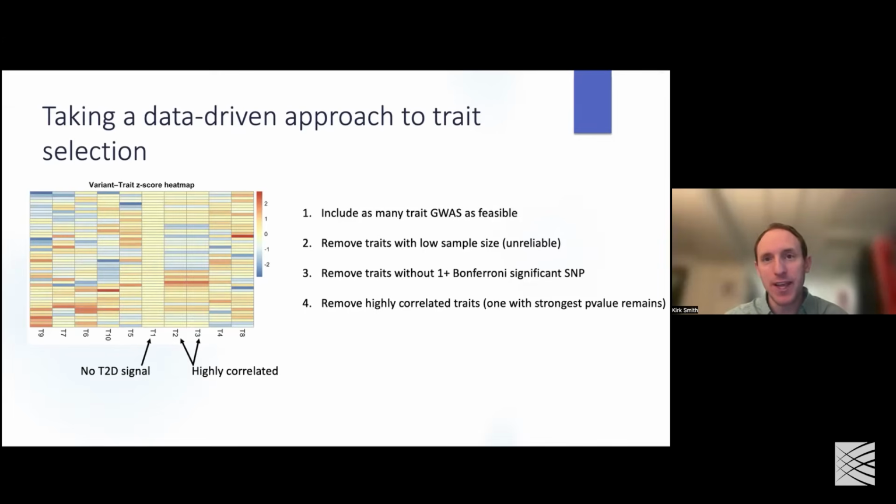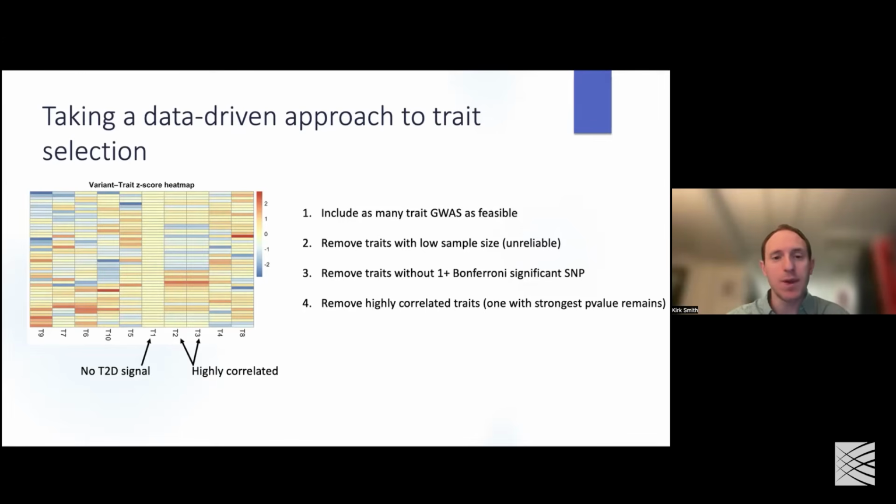Some people prefer to handpick traits, but our method has been to include as many trait GWAS as feasible. The thing to keep in mind there is that that involves downloading and formatting all of these trait GWAS, which is probably the most time-consuming part of this entire workflow. And also, the more traits that you include in the pipeline, the longer it's going to take to run. So it's just something to keep in mind. It's a limitation that can be overcome, but it's to give you an idea.